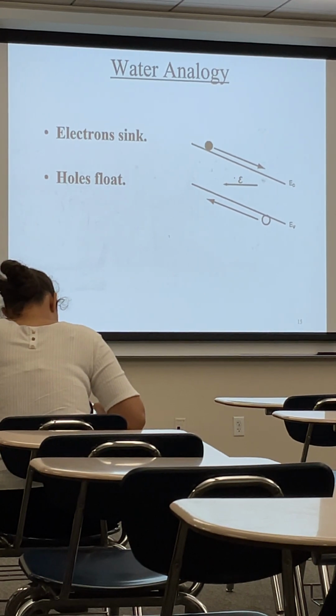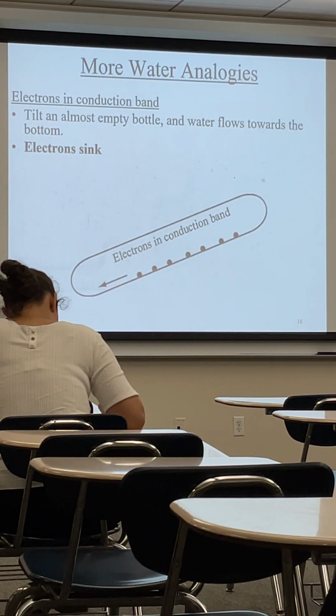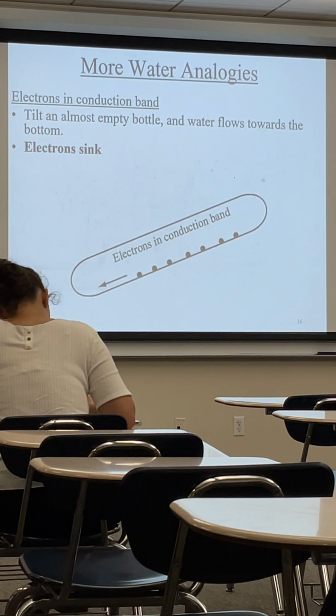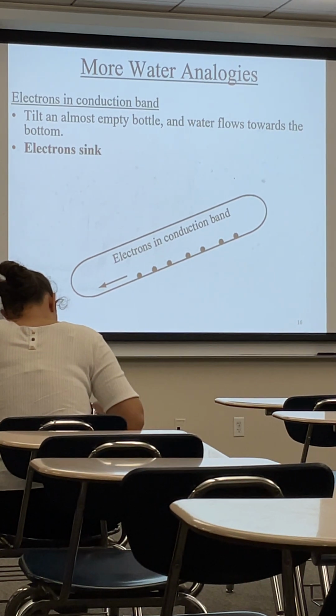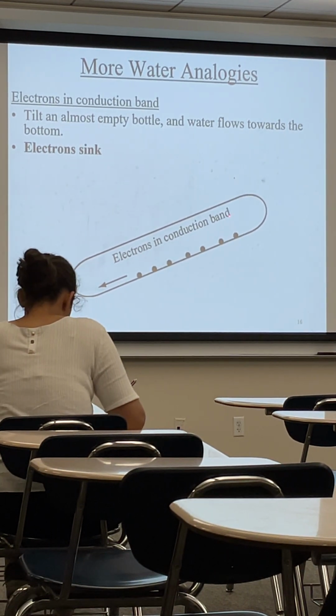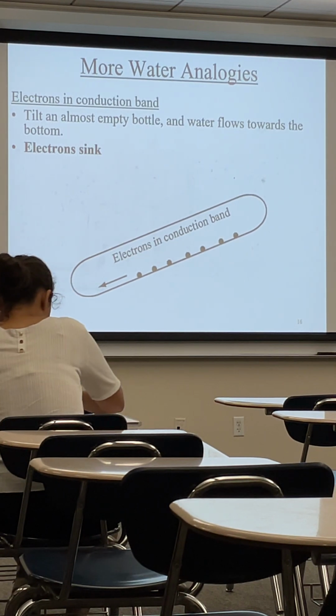And we can use this water analogy. So basically, the electrons in the conduction band will be similar to some water inside an almost empty bottle, right? If we tilt this empty bottle, then this water will flow towards the bottom, right? So this is basically the electron moving direction. Okay, so this is electrons sink.